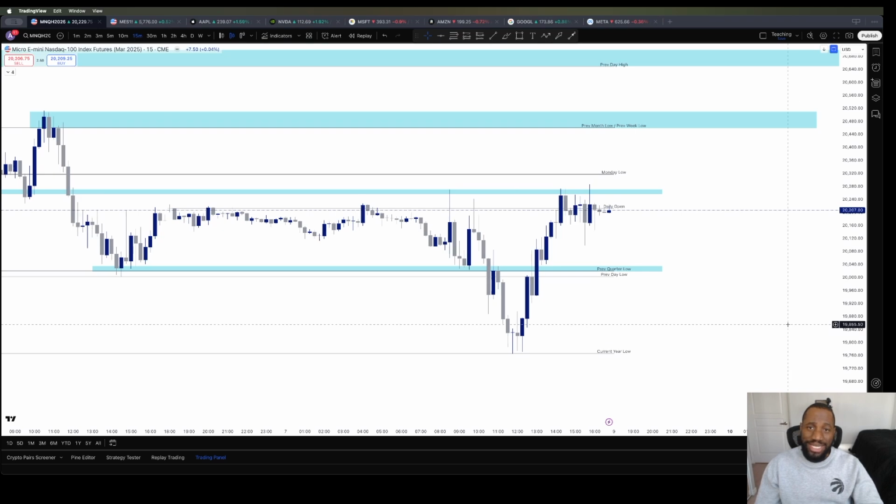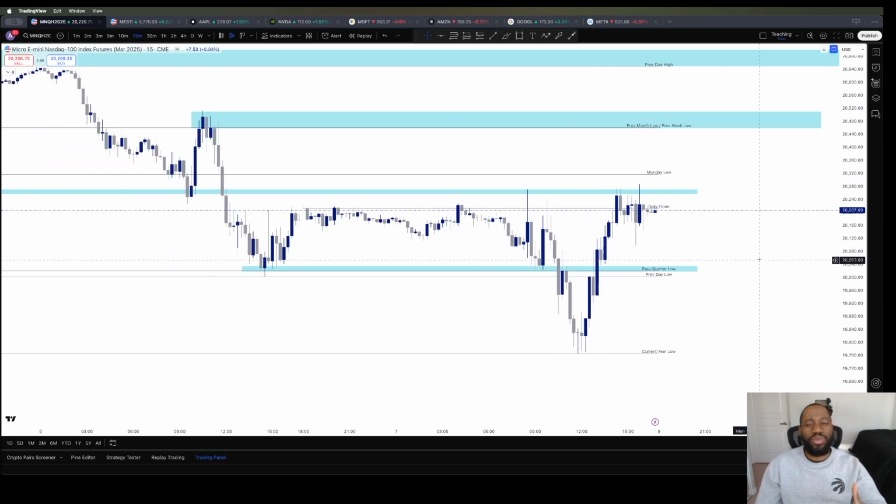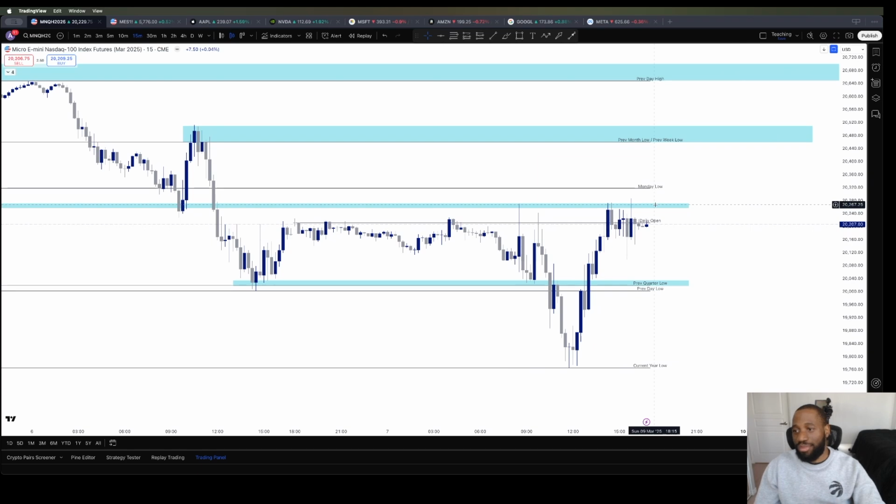So going into next week, what do we need? What do we need to see this market show us if there's going to be a continuous move to recover from this downtrend that it's been in? So number one, we need to get above 20,300 and hold. If we can get above 20,300 and hold, upon breaking through that Monday low, the next area is where we have the previous week low and the previous month low. That is the next zone.